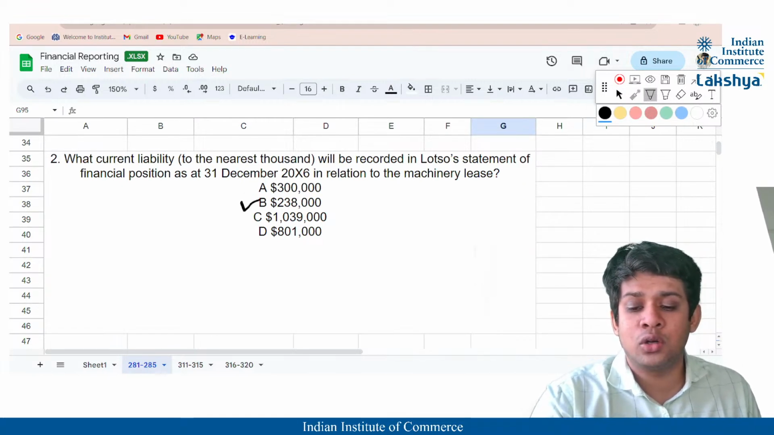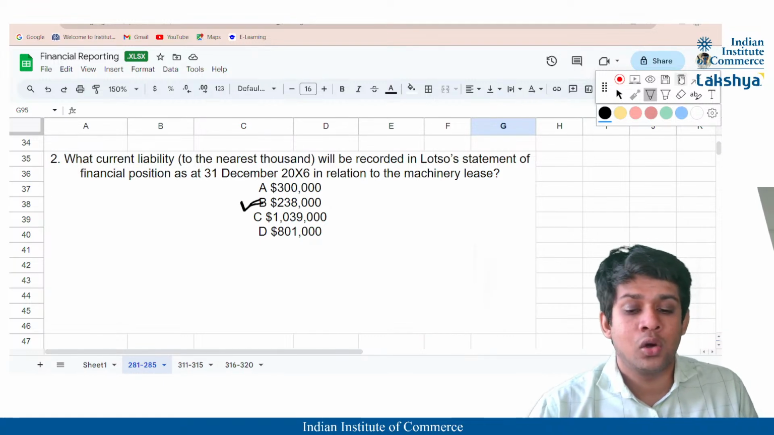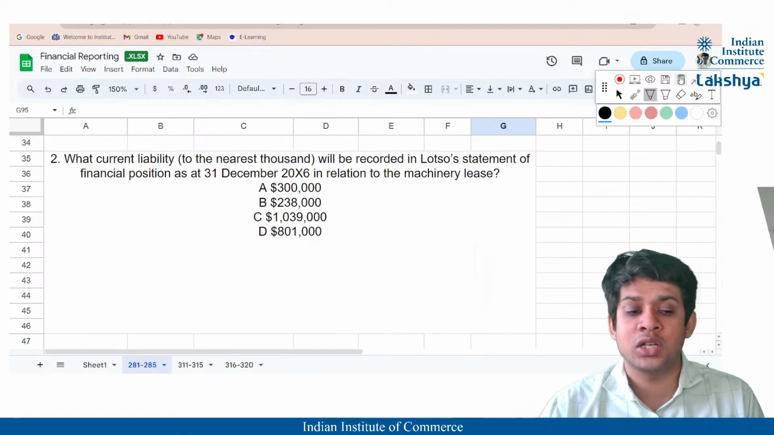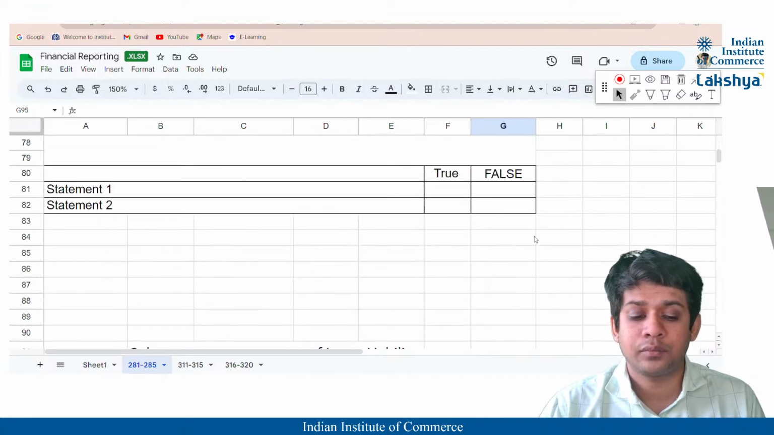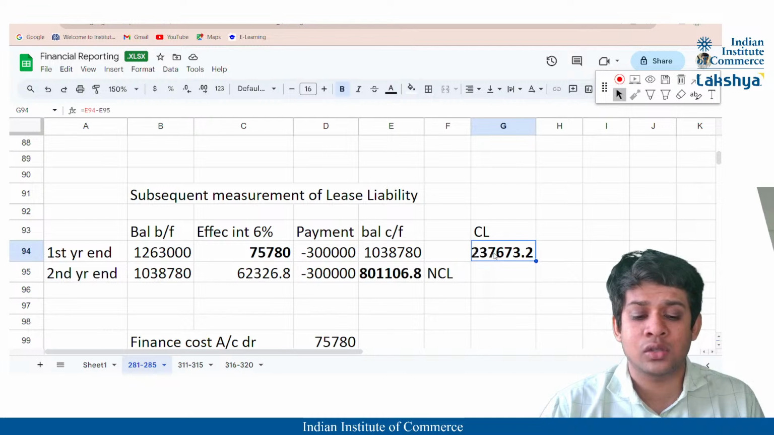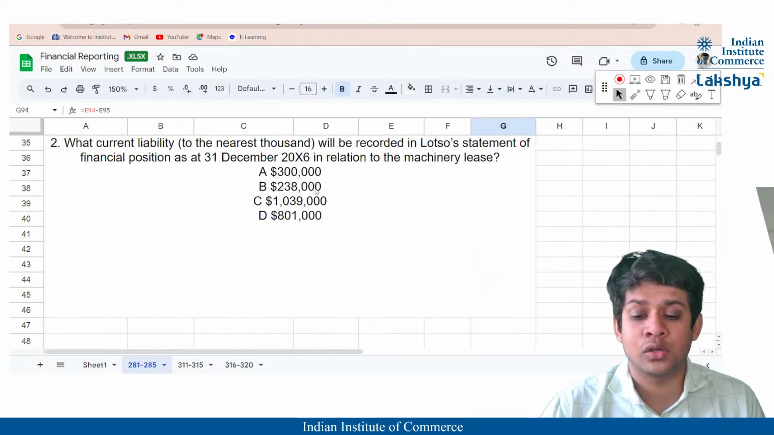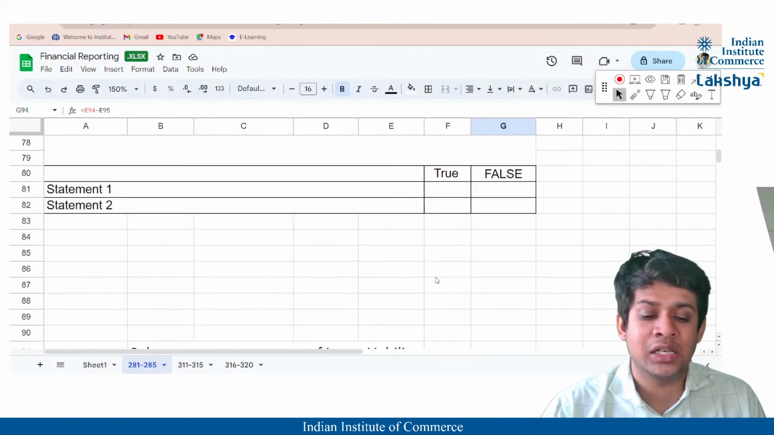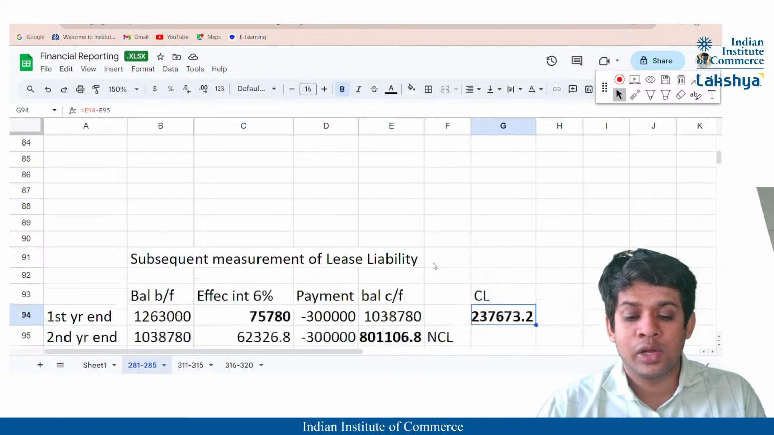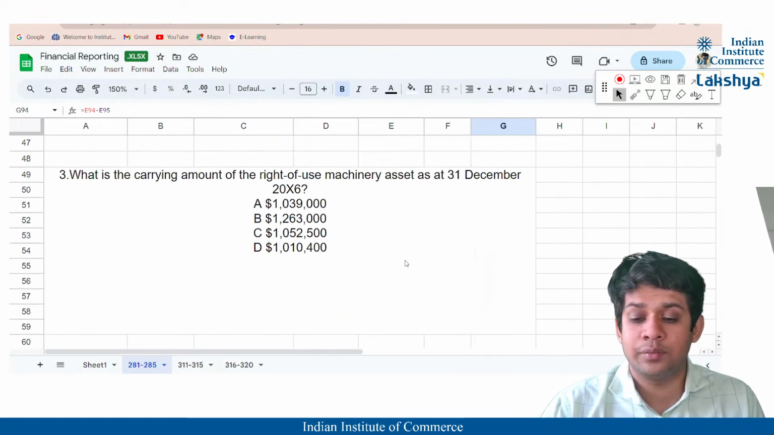237673. It will be very much close to 2,38,000. So we can take that as our answer. I hope the question is clear to you, and I hope you all understood the solution. It is 2,37,000, right? It can be taken as 2,38,000 as your final answer, because they've asked us to calculate to the nearest thousand. So I hope this calculation was clear to everyone. Let us jump to the next question.